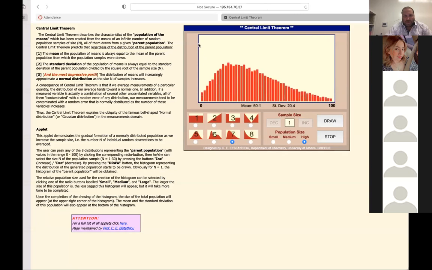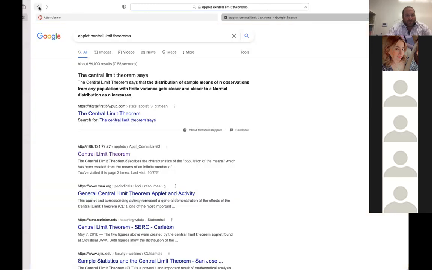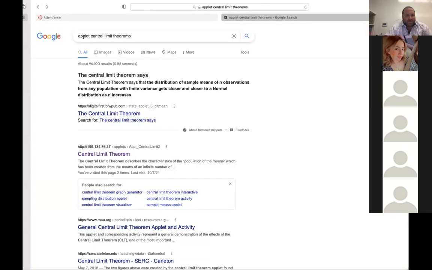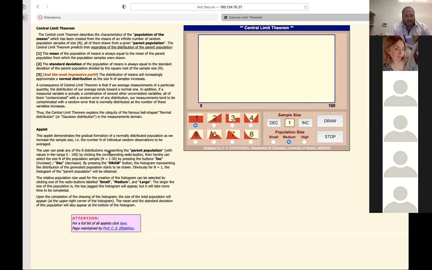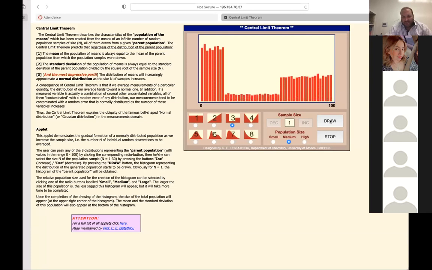Oh, someone said 3. Yeah, this is a website, by the way. I just did a Google search for applet central limit theorems, and the very first one is this one. Okay, let's do 3. 3 is more fun anyways.